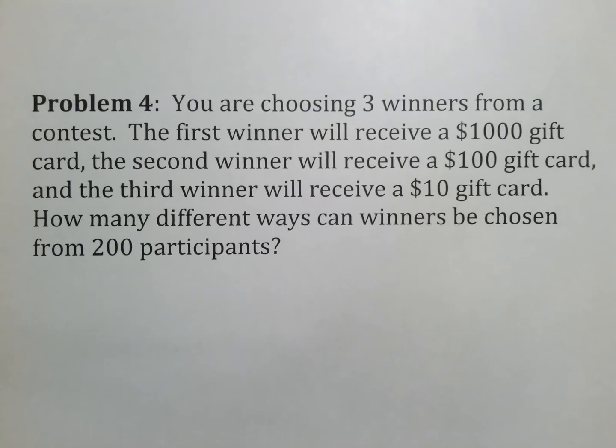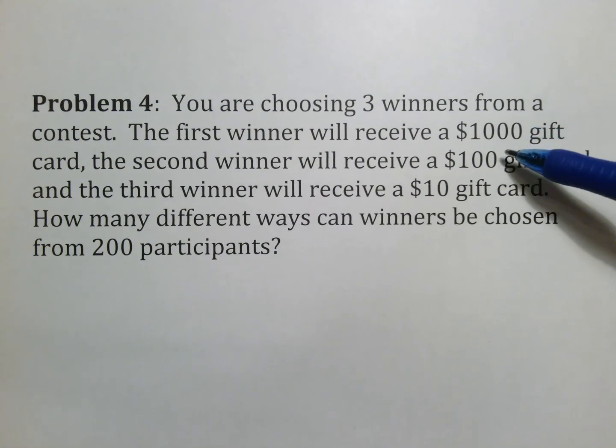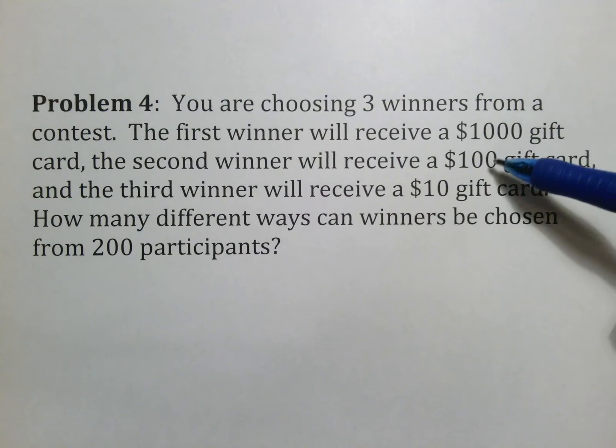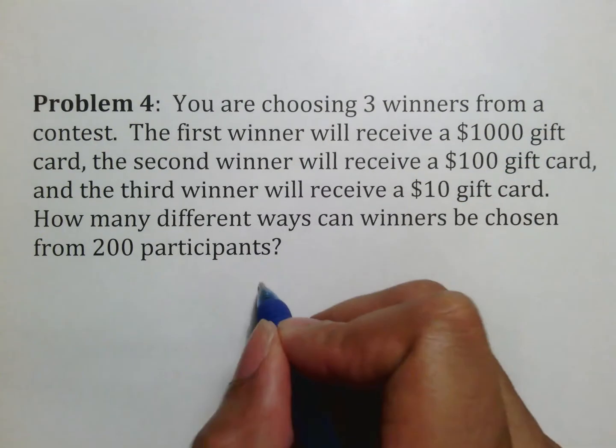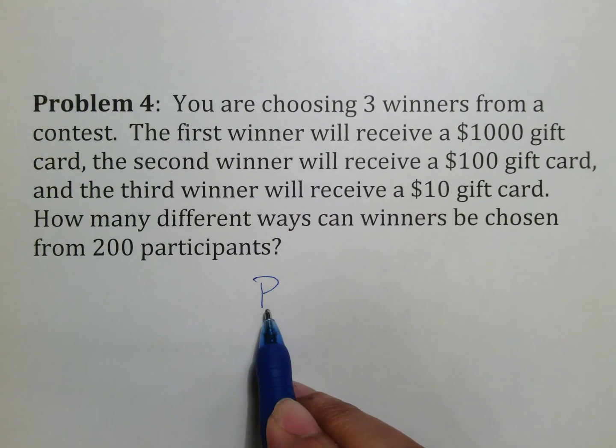Problem 4 says you're choosing 3 winners from a contest. The first winner receives a $1,000 gift card, the second one gets a $100 gift card, the third gets a $10 gift card. How many ways can winners be chosen from 200 participants? This is different because if I get chosen first versus second versus third, there is a difference, which means you do want to get picked in a certain location. That means that order does matter, and because order does matter, we will use the permutation.